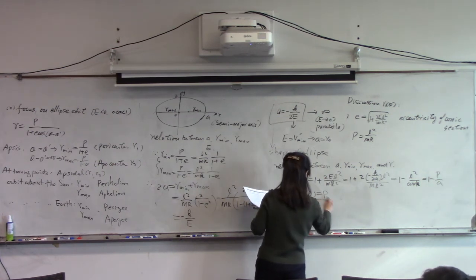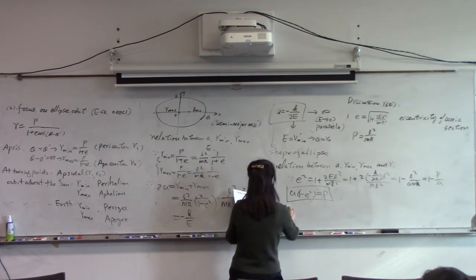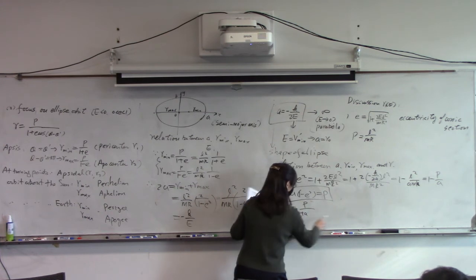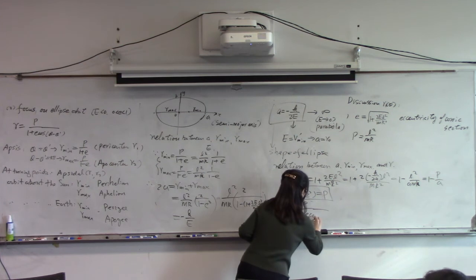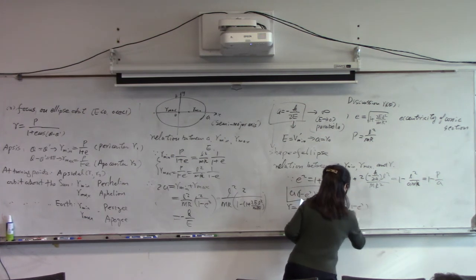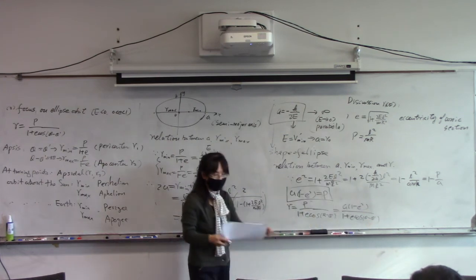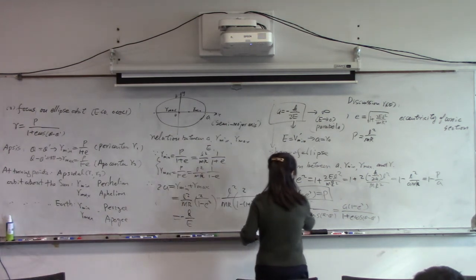So we have this relation here, and with this relation you will find that R is P over 1 plus E cosine theta minus theta prime. Then this P is from A, 1 minus E squared over 1 plus E cosine theta minus theta prime. So that is in terms of E and A, not P. That is another formula for R, which we are going to use later.